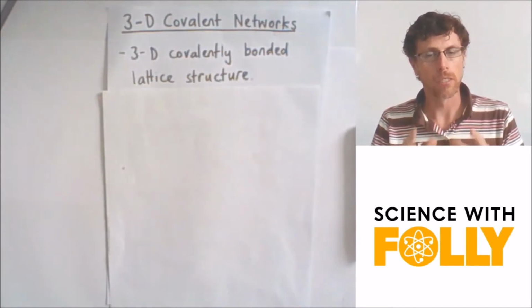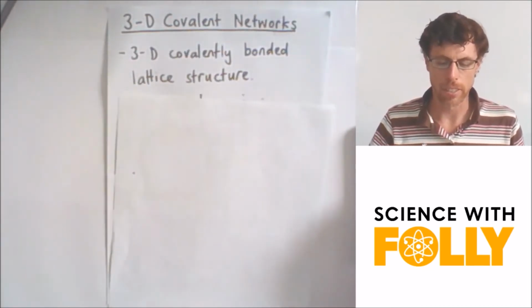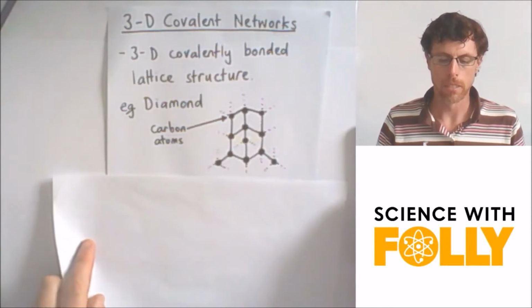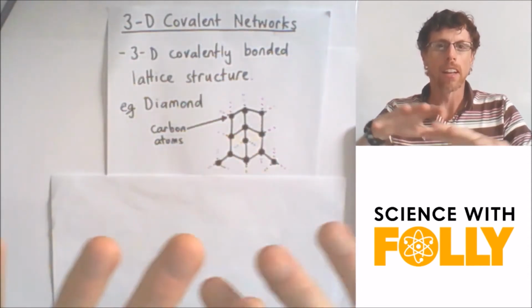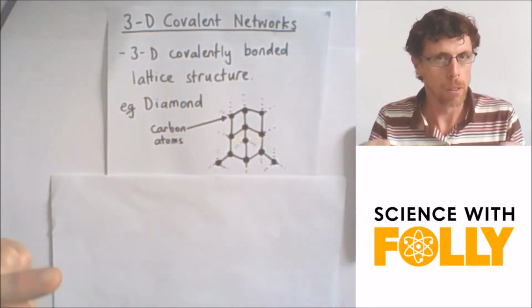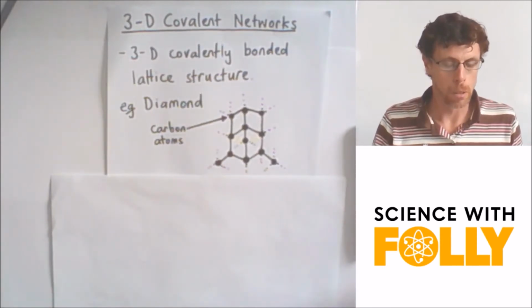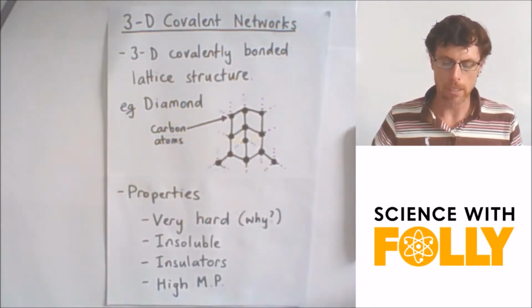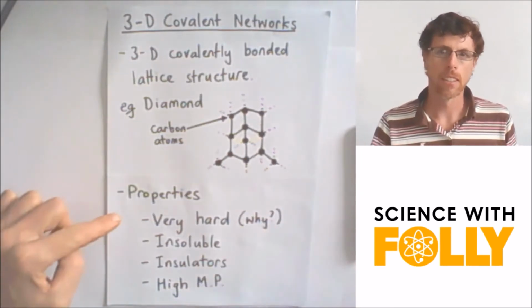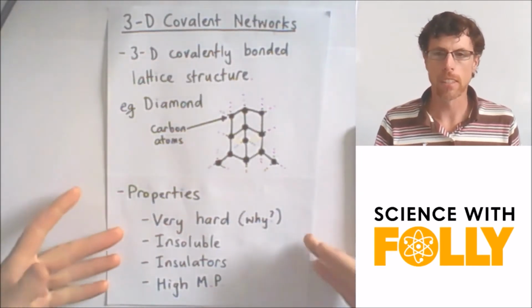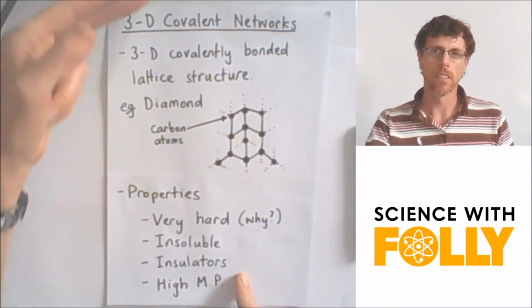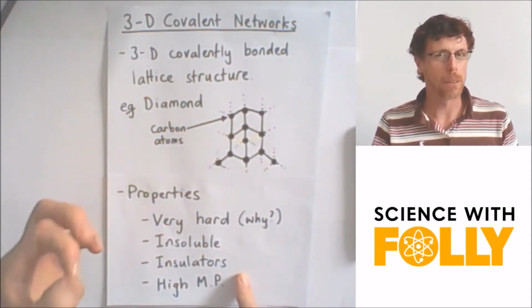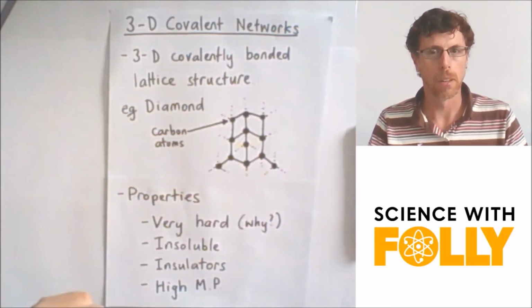And lastly, we've got three-dimensional covalent networks, and these consist of a whole lot of atoms covalently bonded in a three-dimensional lattice structure. For example, diamond. Sorry, I don't have a diamond on me. But they go in all directions, but they're bonded by covalent bonds, which means their properties are very hard, they're insoluble, they're insulators, they're not going to conduct electricity, and they have a high melting point. And you should be able to explain their properties by their structure.